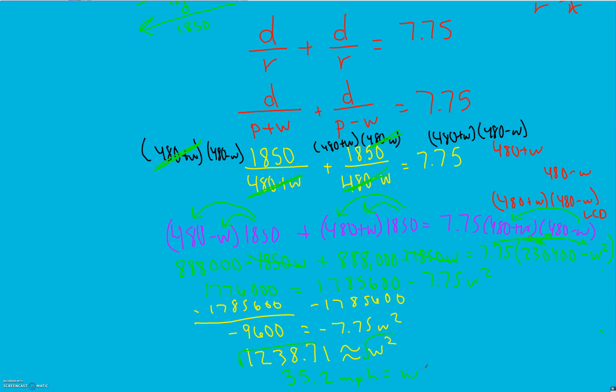When we do square roots, we take plus or minus, but here we can't have a negative wind speed. So we're going with just the 35.2. So that's one way we can figure out what the speed of the wind is and how it impacts travel.